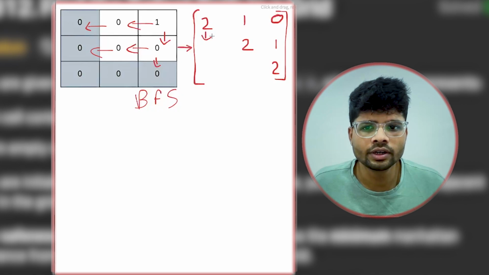Now from 2 you can come down. From here you can come down. From here you can come down. From here you can go here. Something like that. So let's try to do that. You'll mark 3 over here, 3 over here. And now this part is left and it will be 4.